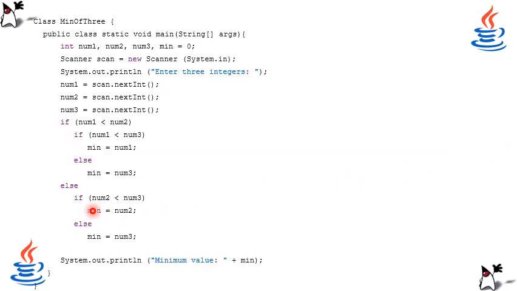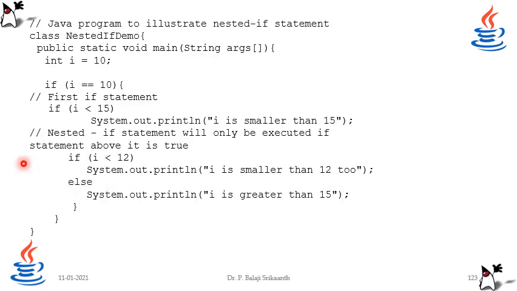This is an example for nested if statement. See here, if i value is less than 15, then inside this we will again check whether i value is less than 12. If it is less than 12, then we'll print, else we'll print something else.